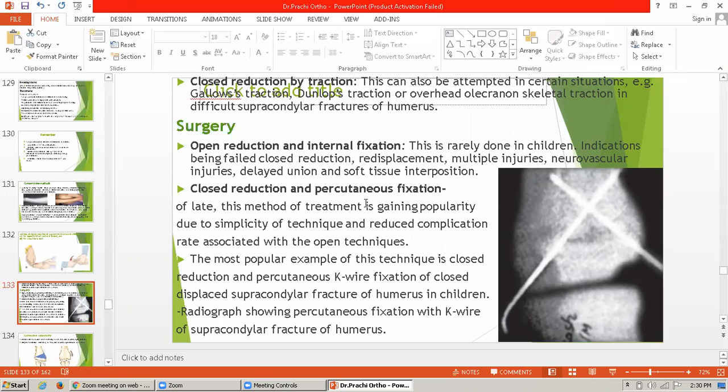Closed reduction and percutaneous fixation is seen of late to be gaining popularity due to the simplicity of the technique and the reduced complication rate associated with the open technique. The most popular example of this technique is closed reduction and percutaneous K-wire fixation of a closed displaced supracondylar fracture of the humerus in children. This diagram shows the percutaneous fixation with the K-wire. This is the K-wire, which is seen in a cross.